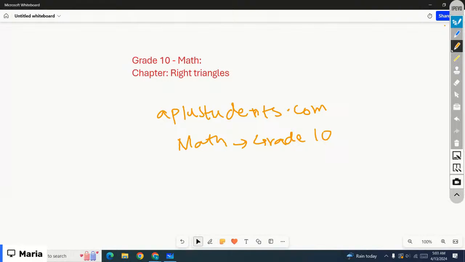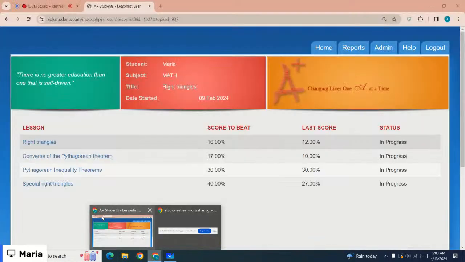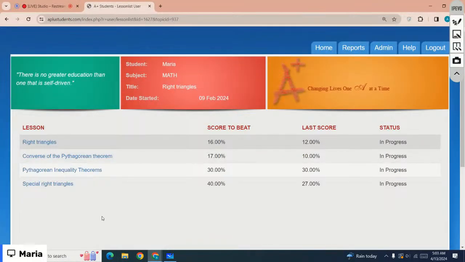So please make sure you have your notebook and pencil so that you can note down the important examples and definitions as well. Okay, let's just start with the first lesson, that is right triangles.